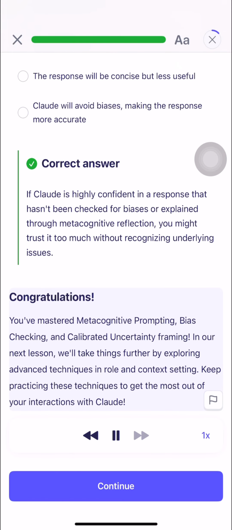Congratulations, you've mastered metacognitive prompting, bias checking, and calibrated uncertainty framing. In our next lesson, we'll take things further by exploring advanced techniques in role and context setting. Keep practicing these techniques to get the most out of your interactions with Claude.